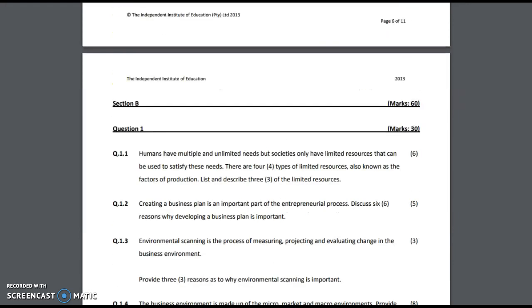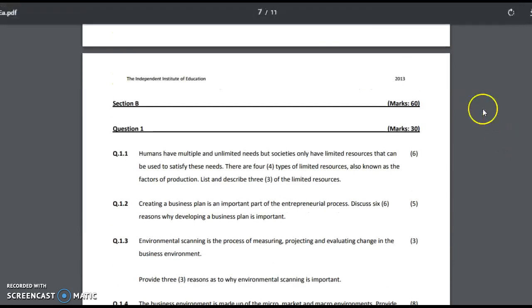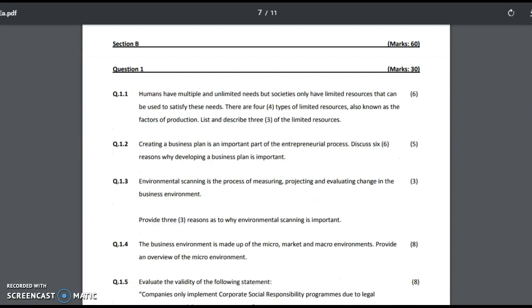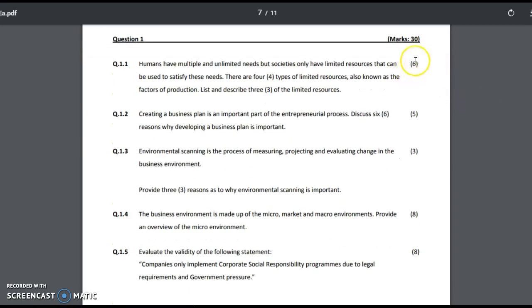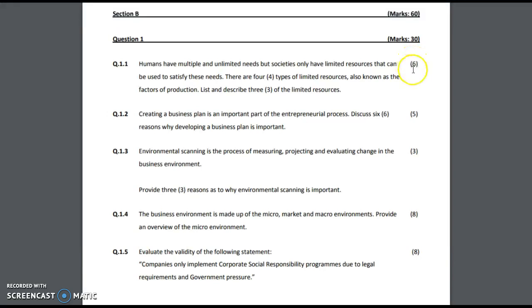Now we get to section B. So the whole of section B should take you 60 minutes to complete. And question 1 is 30 marks, so 30 minutes to complete. And here is where you must pay attention to the mark allocation. So question 1.1 is looking for 6 points. And question 1.4 and 1.5 are looking for 8 points. So make sure you note the differences between the marks. You can highlight them if that makes it easier.